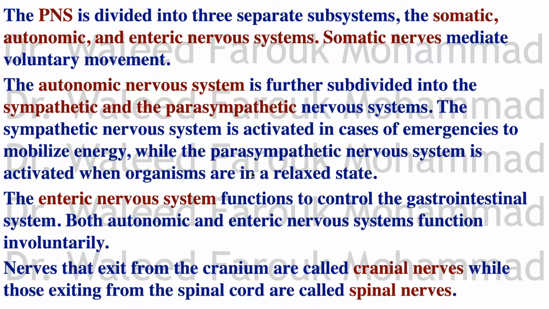Now, the last system is called the somatic nervous system, composed of somatic nerves that convey impulses from the central nervous system to the body, or receive impulses from the body to the nervous system. So it's either motor or sensory. And it's voluntary, by the way, opposite to the autonomic and enteric nervous systems, whose impulses are involuntary.